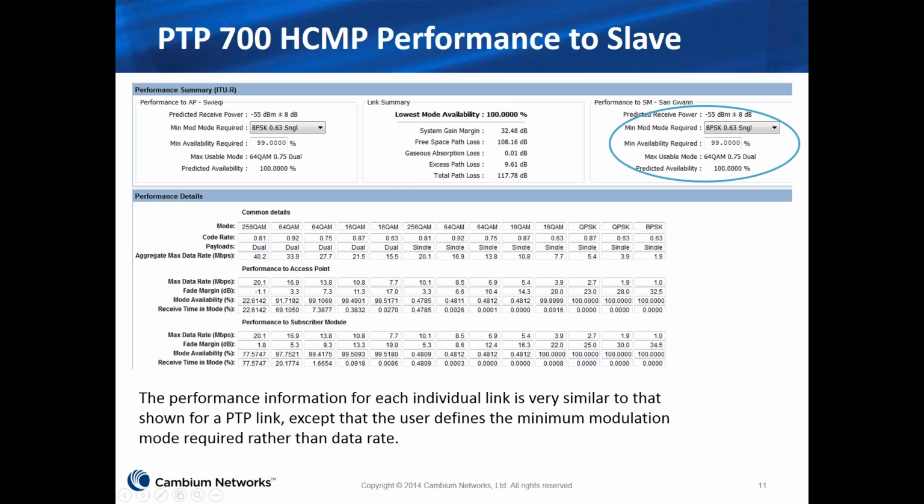The predicted availability then shown for that link is the availability of that min mod mode required. The max usable mode is the highest modulation mode that can achieve the min availability required that's been defined. The performance details panel shows the data rate for each direction of the link for each modulation mode.